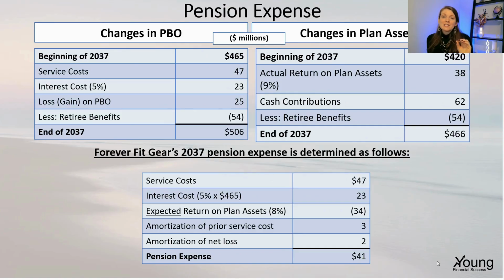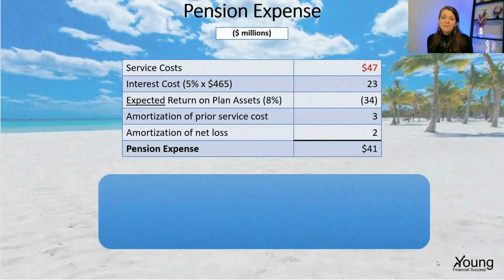Then we have our expected return. Okay, pay close attention to that. It's not the actual return, but the expected return of $34 million. So we're going to subtract that because that is less of a cost. We had a return. So here we're going to use the expected return. Then you're going to see these when we get to the slides that break down each of these. We have the amortization of the prior service cost that we saw in the last slide, and amortization of net loss that we saw on the last slide. So I'm going to show you how each of these are calculated, then we'll make the journal entry. So our total pension expense is $41 million.